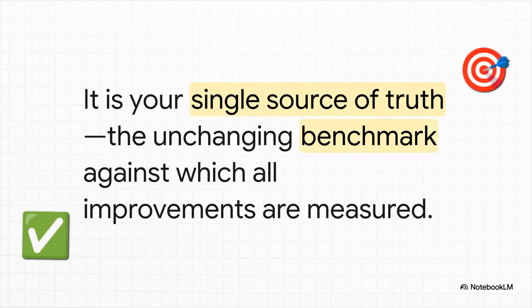So let's sum it all up. Your ground truth QA set is your single source of truth. It is that solid, unchanging benchmark that lets you confidently look someone in the eye and say, yes, our AI is getting better, and then prove it with data. It's how you build an AI that isn't just smart, but is truly trustworthy.